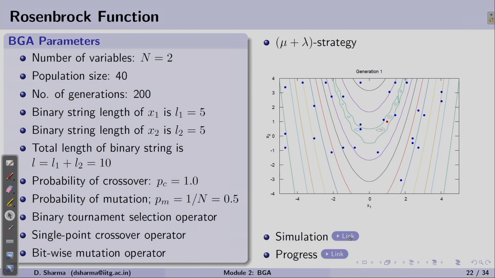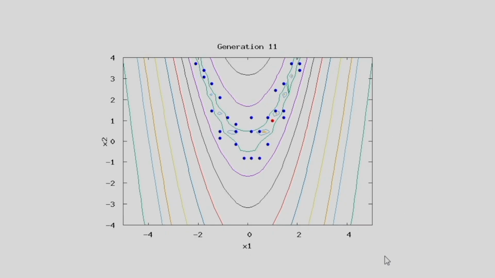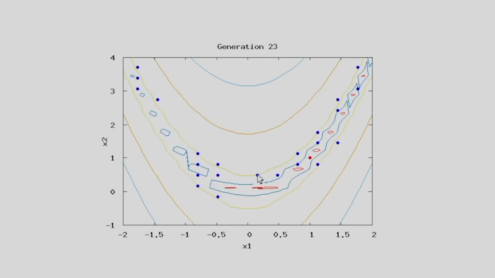Now here you can see that solutions were randomly distributed, and with the number of generations these solutions are now moving towards the optima. The red dot here is the optimum solution as we know, and there are many local optimum solutions. Now, at this stage you can see that the solutions are not improving much.